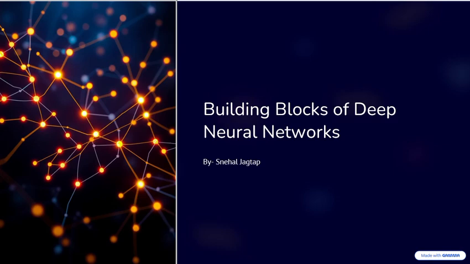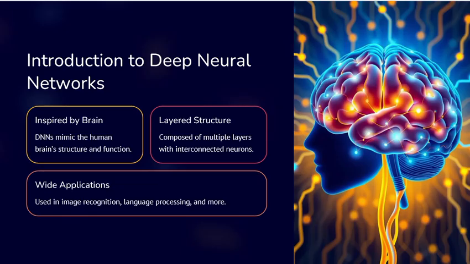What is an introduction to deep neural networks? So what is a deep neural network? A deep neural network is a type of artificial neural network with multiple layers between input and output. It learns to model complex patterns in data by stacking layers of neurons and optimizing their weights through training. It is inspired by the brain's layer structure and has wide applications.